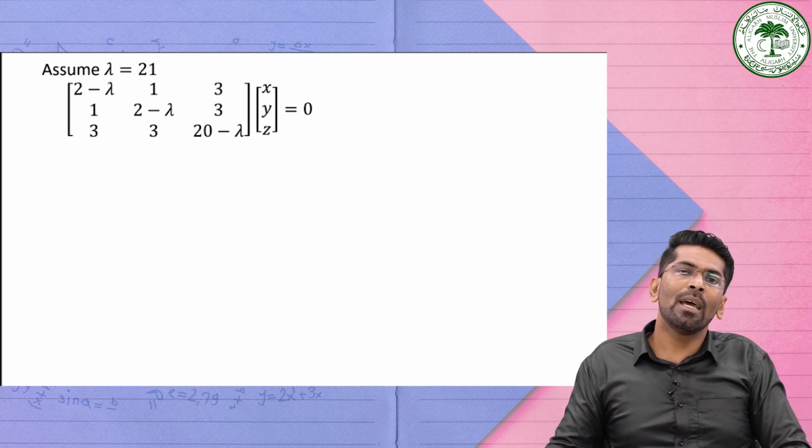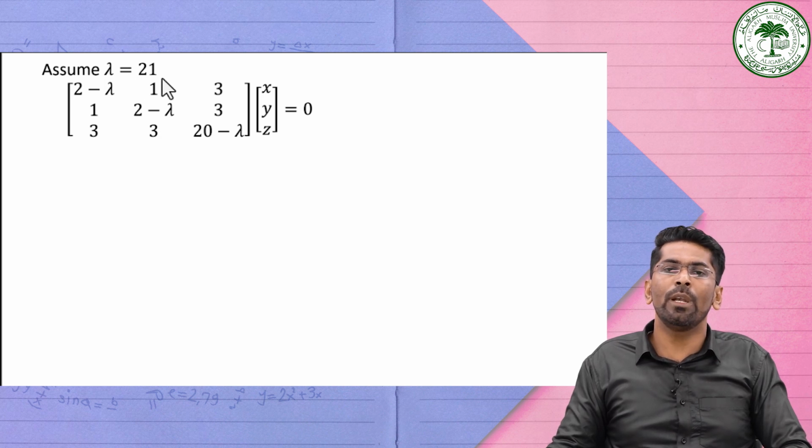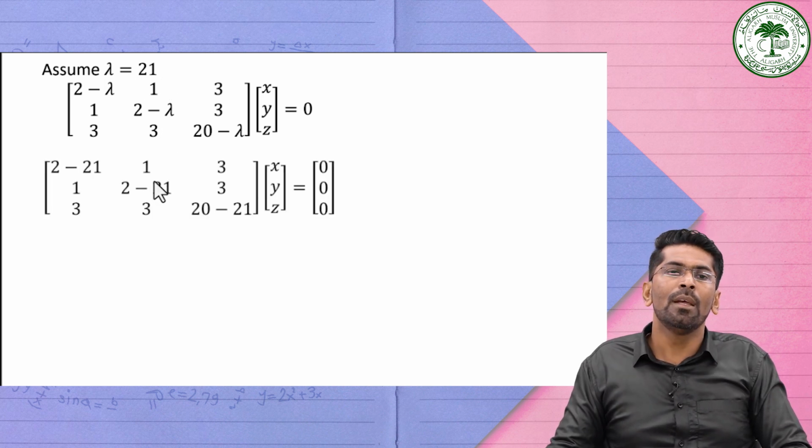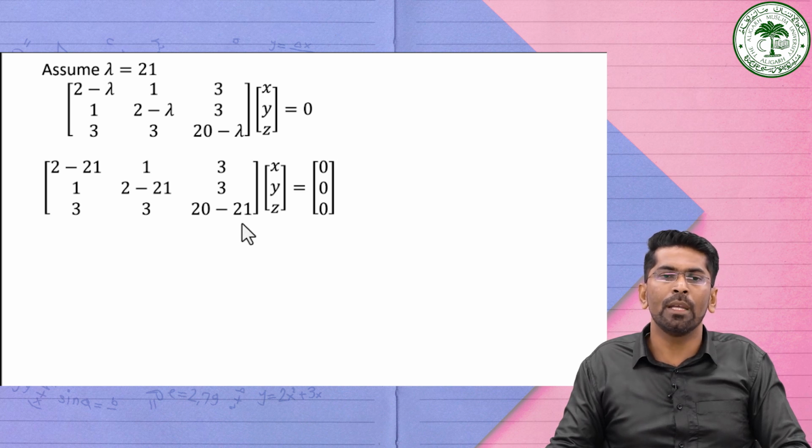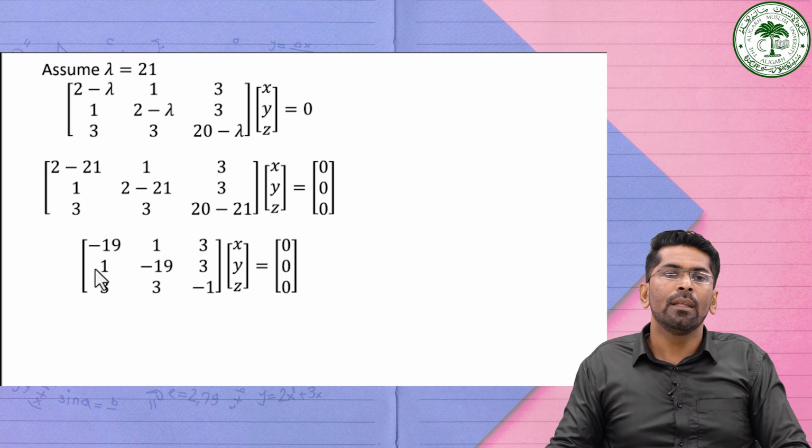See here, we are going to substitute lambda, that is the eigenvalue, equal to 21 in the characteristic equation. So it will become 2 minus 21 here. Here we have 2 minus lambda, that is 2 minus 21. Here also we have 20 minus 21. If you simplify it, it will become 2 minus 21 which is minus 19. What is remaining? 1, 3, 1. Then 2 minus 21 which is minus 19. Then 3, 3, 3 and 20 minus 21 which is equal to minus 1.